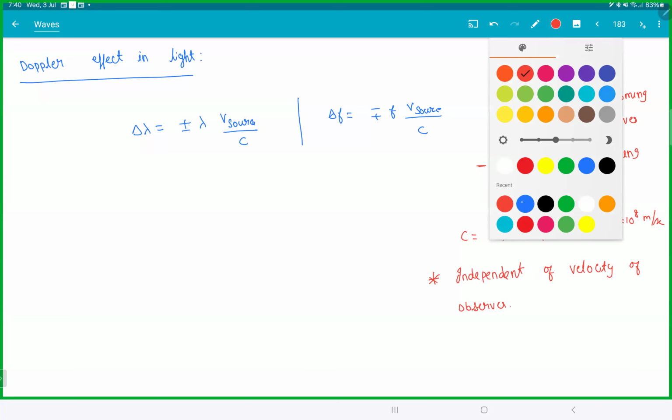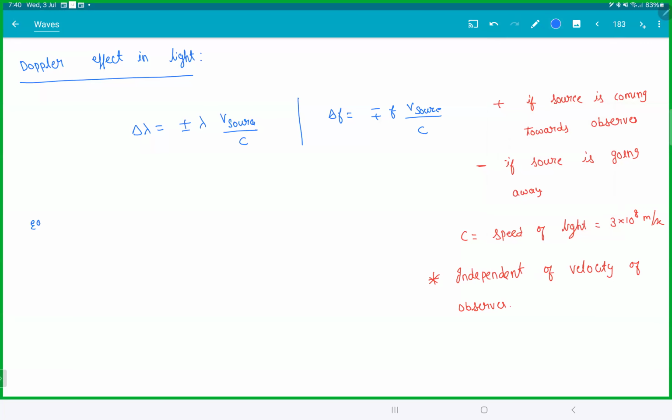So let me give an example of how they will frame a question. For wavelength, the sign is reversed, because when frequency increases, wavelength decreases. The question would be like this. Let's say we have a star. The star is going away with a speed of 10⁵ meters per second. In this process, it is emitting a wavelength of 6,000 angstroms. You're sitting on the earth and watching the star. The question is, what is the change in wavelength?